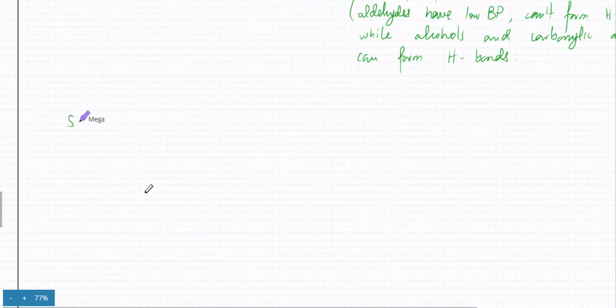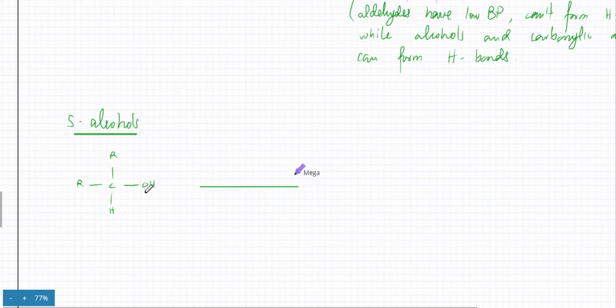Secondary alcohols are the ones where the alpha carbon is attached to two carbon chains. So there's only one hydrogen next to it. There's a carbon and an OH, on two sides there is a carbon chain, and on one side there is a hydrogen atom. Now the oxidation of this alcohol is that it would change into a ketone. It's going to form a ketone.